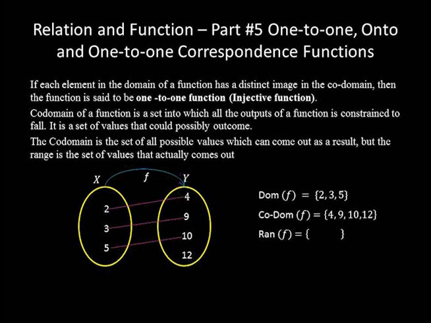Ranges are values in the codomain which relate to at least one value in the domain. 4 relates to 2, so it's part of the range. 9 associates with 3, thus 9 is part of the range. 10 has a pre-image in the domain, thus 10 is also part of the range. 12 doesn't relate to any value in the domain, hence 12 is not in the range. This example shows the difference between range and codomain clearly.